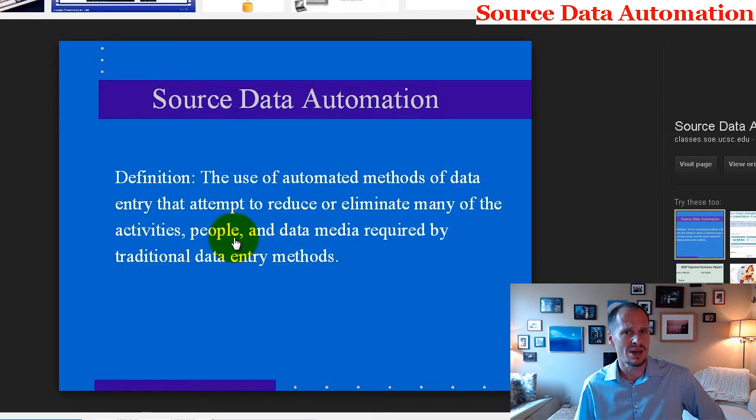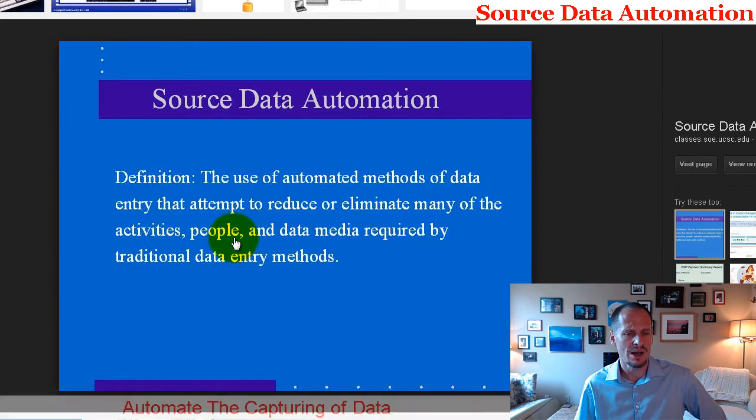We want to have the computers automate a lot of the stuff that humans used to do, and it'll save money for the businesses, which in turn those reduced costs can be passed on to the consumer, but it does put some people out of a job. They just have to find other jobs. So we want to automate the capturing of data, right?